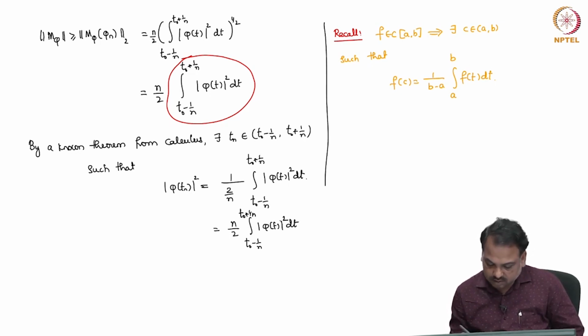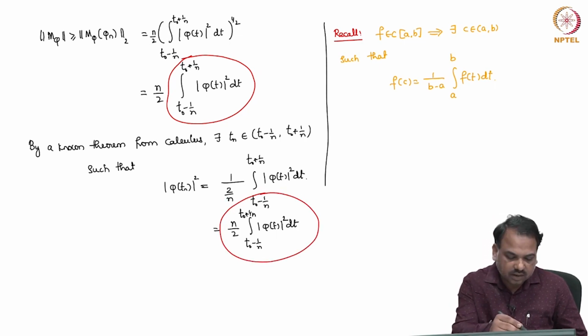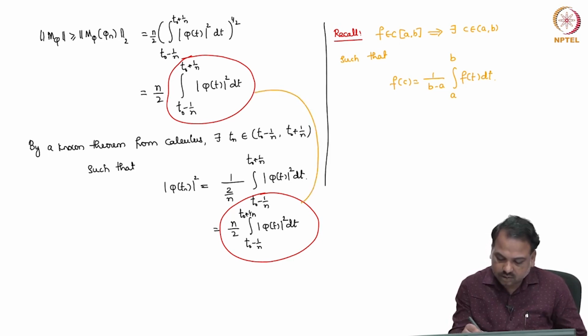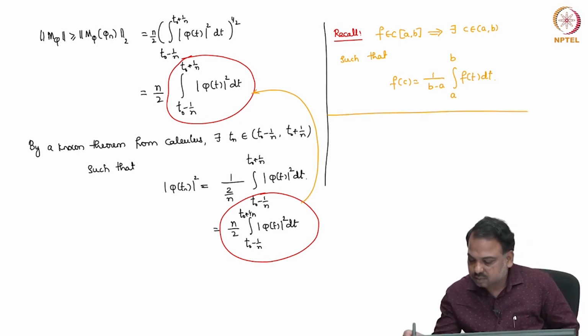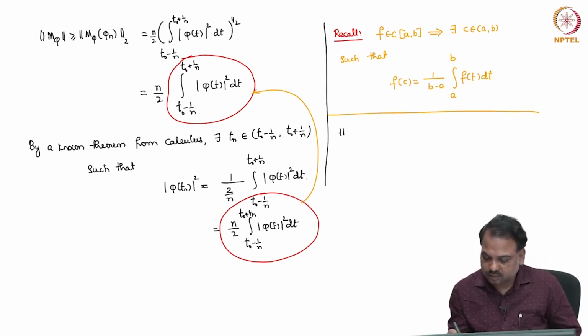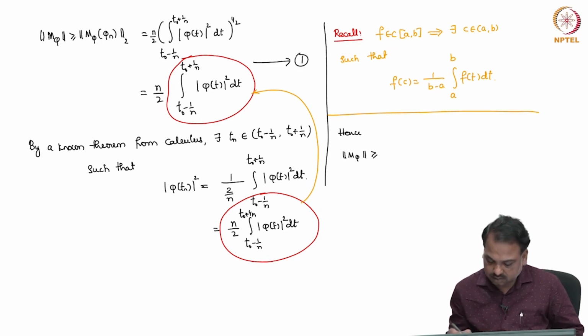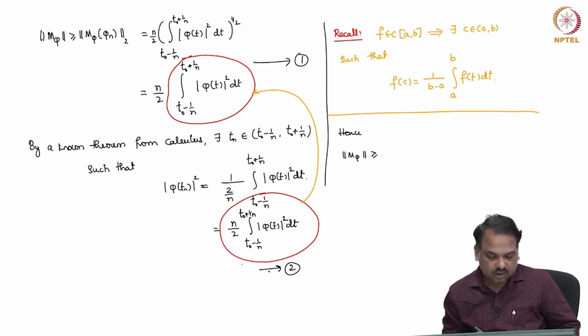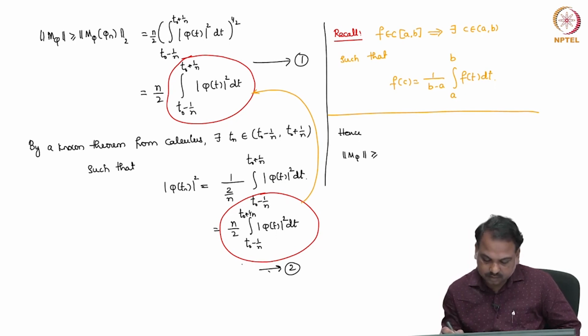So actually, look at this quantity and this quantity we have defined here, both are the same. So therefore the norm of m phi is bigger than or equal to, let me call this 1 and this 2, by 1 and 2 we will get mod phi of tn square.